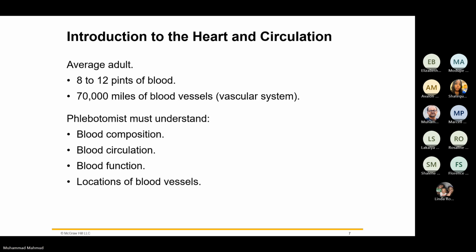Now, the system comprises the heart, blood vessels, and blood. The system transports nutrients, gases, and hormones throughout the body and transports waste to the appropriate system for excretion. A phlebotomist must understand the blood composition, blood circulation, function, and location.